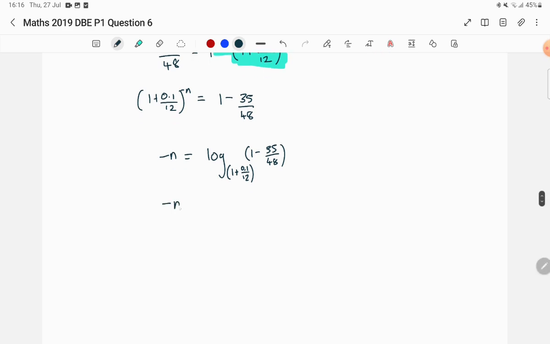So we get minus n is equal to 157.40, and therefore n is equal to 158 payments. So if you wanted to figure out how much faster this would take her as opposed to the 20 years, we just need to take the number of payments and divide it by 12.